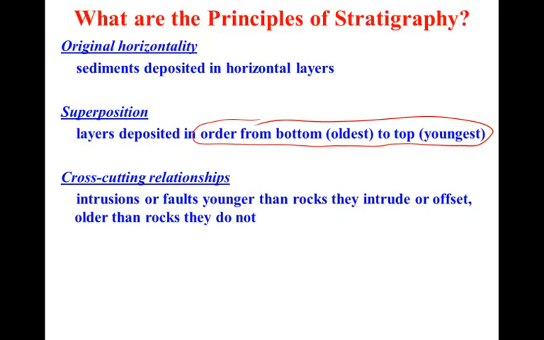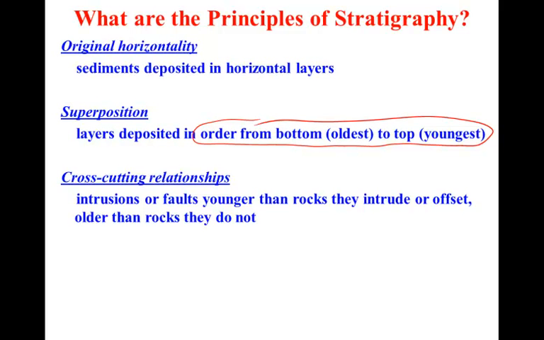The next principle applies not to sedimentary rocks, but to other types of rocks like igneous rocks. You can get igneous rocks beneath older rocks, and this occurs when magma intrudes into the crust and then crystallizes, creating what's called a cross-cutting relationship. Our igneous intrusion would be younger than any rock it intrudes, and older than any rock it does not. In other words, for igneous rock to intrude, there has to be some rock there already to be intruded into.